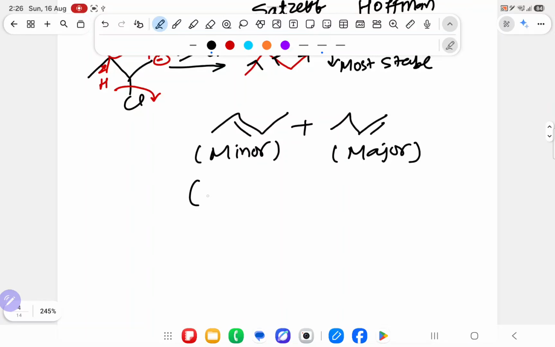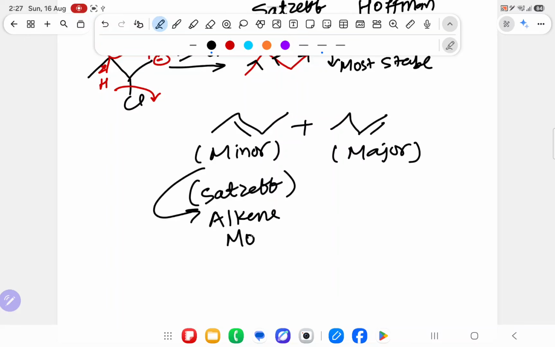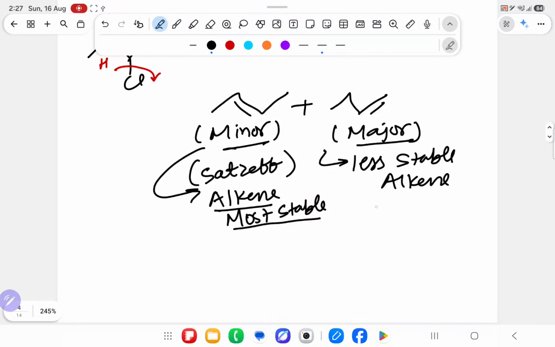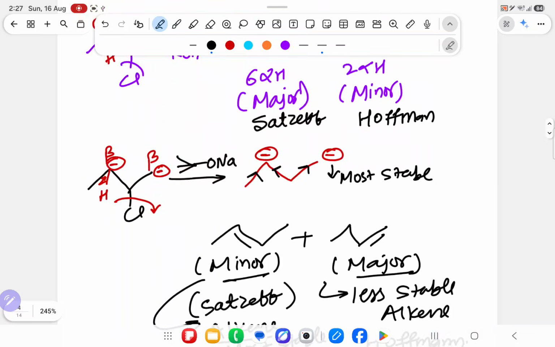Even if this is the minor product, it is still the Saytzeff product, because over here the alkene is most stable. Which one is coming in more quantity? That is major. But after having a bulky group, the most stable alkene comes in less quantity, and the less stable alkene comes in more quantity. So the more stable alkene is always Saytzeff and the less stable alkene is always Hofmann. Hofmann and Saytzeff are not decided by major or minor; they are decided by the most stable alkene.